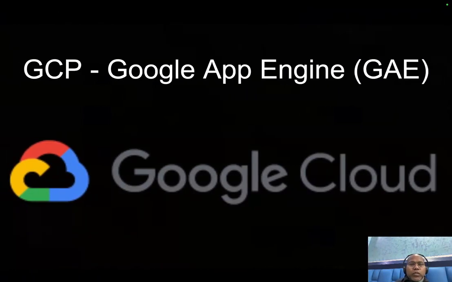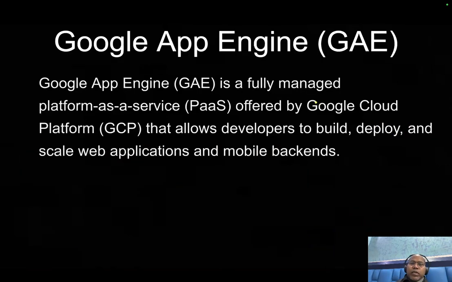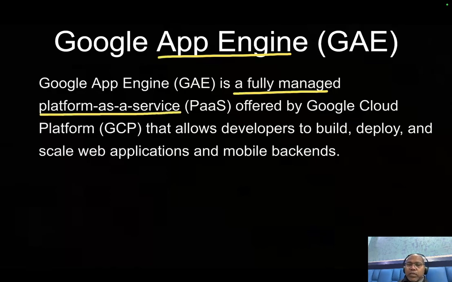Okay, so let's start. Today, I am going to discuss App Engine, which is also a managed service by Google Cloud. Let's talk about what Google App Engine is. Google App Engine is a fully managed Platform as a Service (PaaS) offered by Google Cloud for developers who are interested in building and deploying scalable web applications or mobile backend applications.